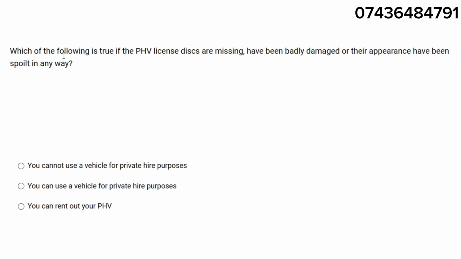The next question is, which of the following is true if the PHV license disc is missing, has been badly damaged, or the appearance has been spoiled in any way? The answer is, you cannot use a vehicle for private hire purposes if your disc is missing, is damaged, or anything happens with it.